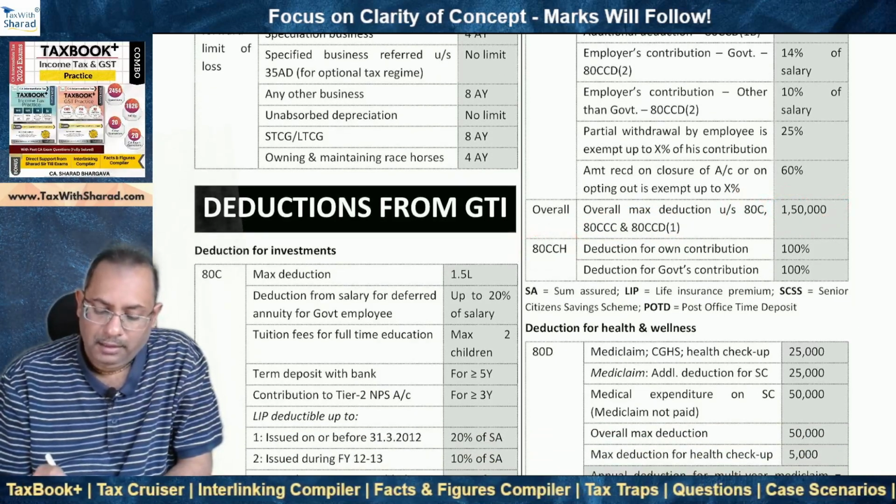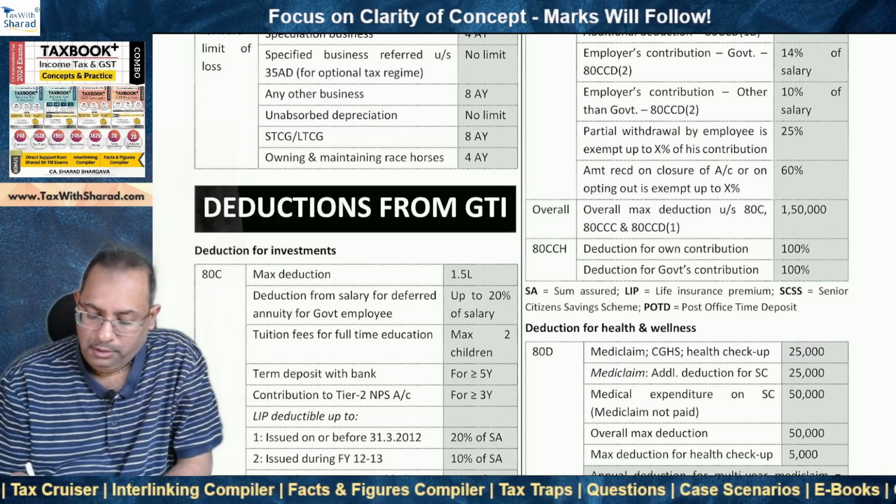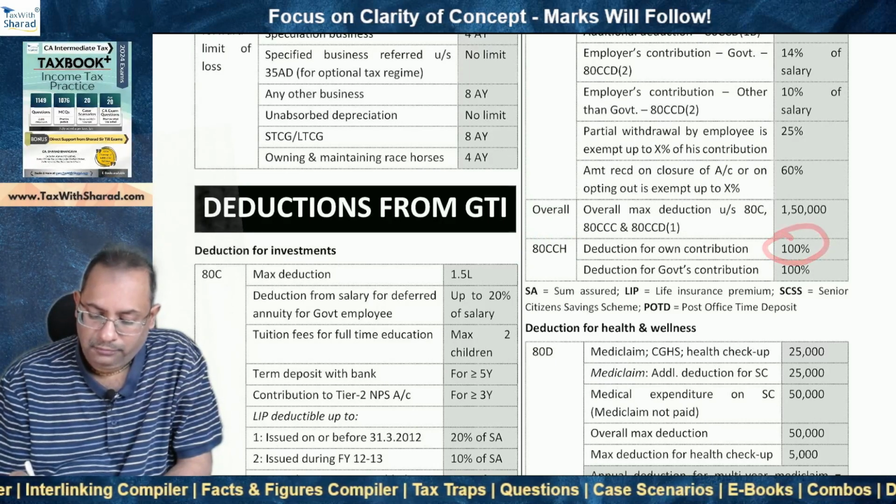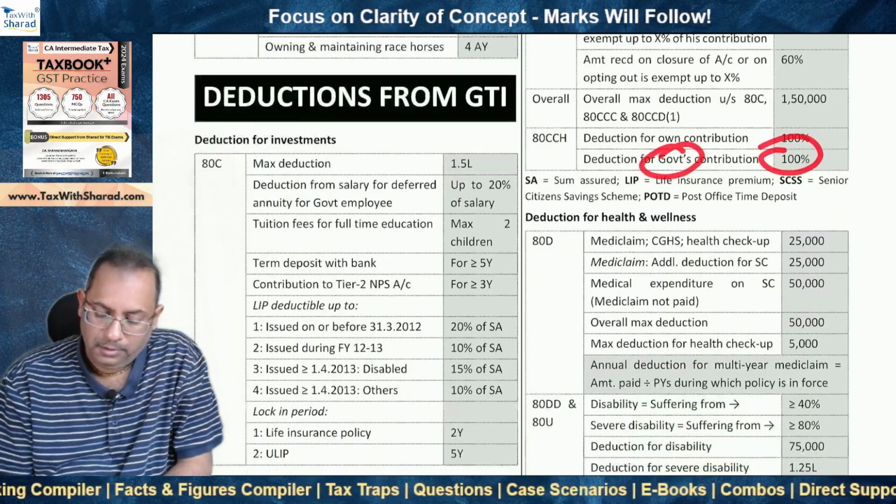80CCH deals with the Agniveer scheme. Deduction for own contribution is 100% and deduction for the government's contribution is also 100%.